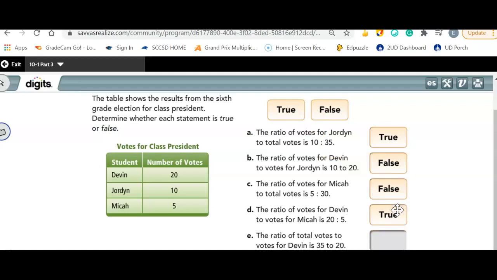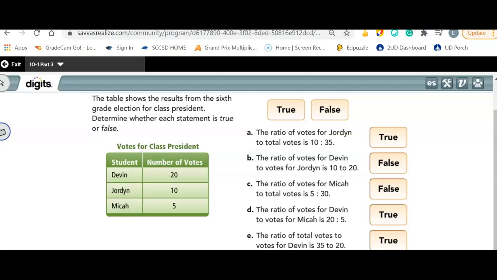What about E? The ratio of total votes to votes of Devin. Hudson. True. True. All right, nice job. Is it true? It's not going in there. There we go. Okay. Questions on that?